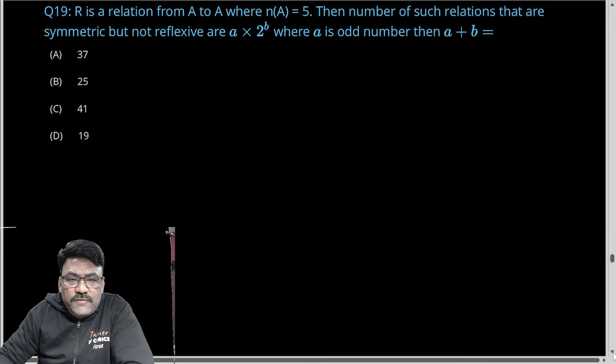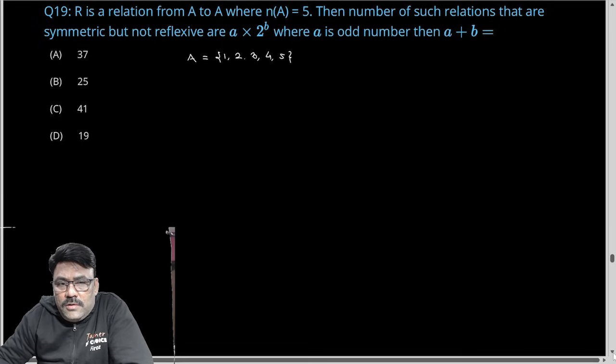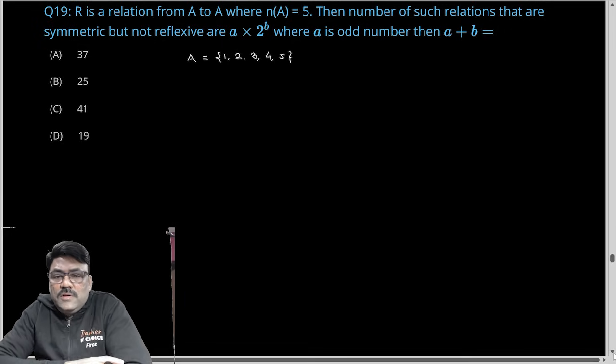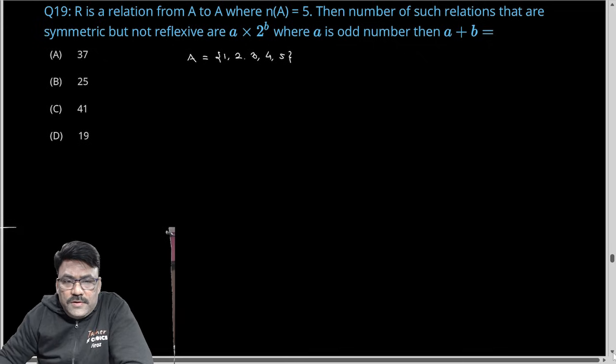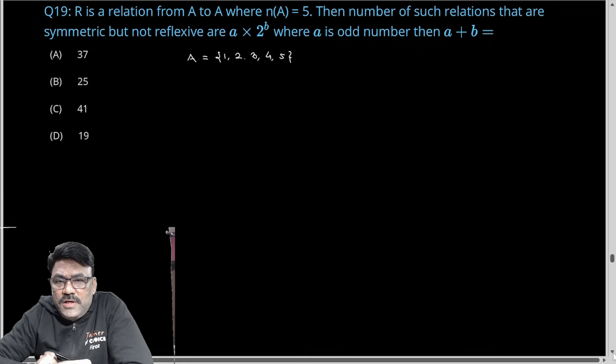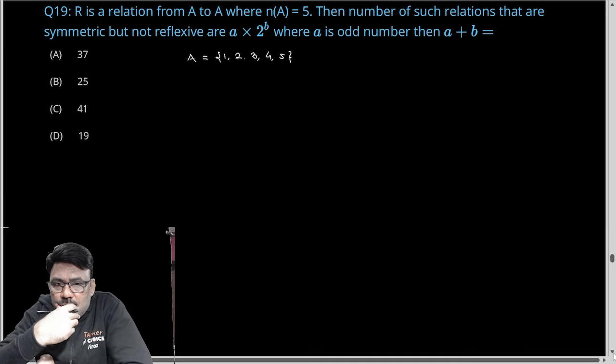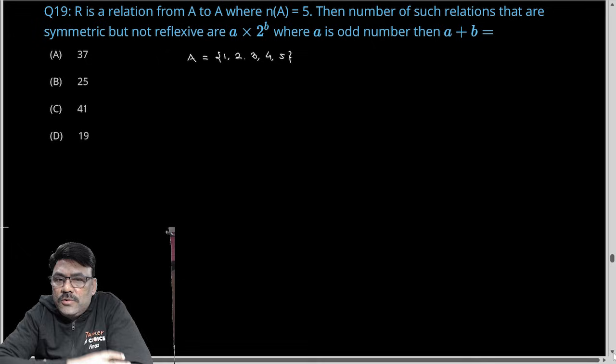So see, A contains 5 elements here. Let's say A contains these 5 elements: 1, 2, 3, 4, 5. But now first I am writing how many symmetric relations I can form on this set A. If I write A cross A here, A cross A will contain a total of 25 pairs.